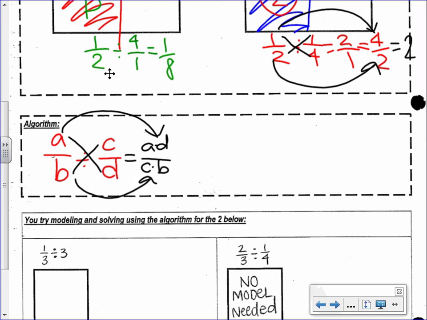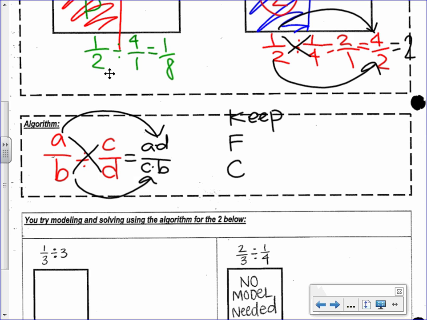Yeah, guys, it's just cross multiplying. That's all it is. Now, that's typically not how you're going to see it done, but that's one way to do it. Another way that I'm going to say a lot is what I call the KFC method. KFC. All right, so the first one is keep.